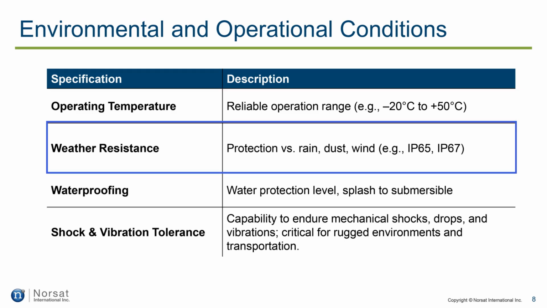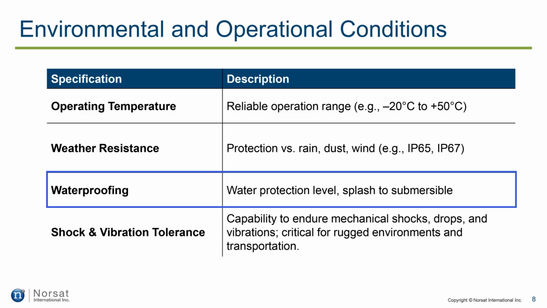Then consider weather resistance. Outdoor robots face rain, dust, wind, and sun. Look for IP ratings to gauge protection. IP65. Dust-tight, resistant to water jets. IP67. Dust-proof, survives short-term immersion. Use visuals or IP icons to help convey this clearly.